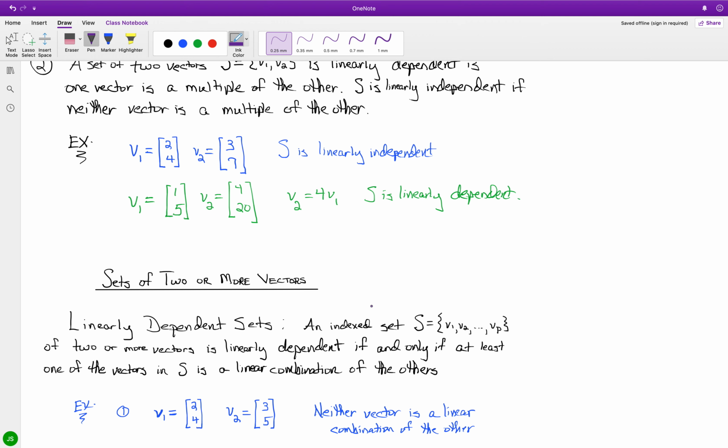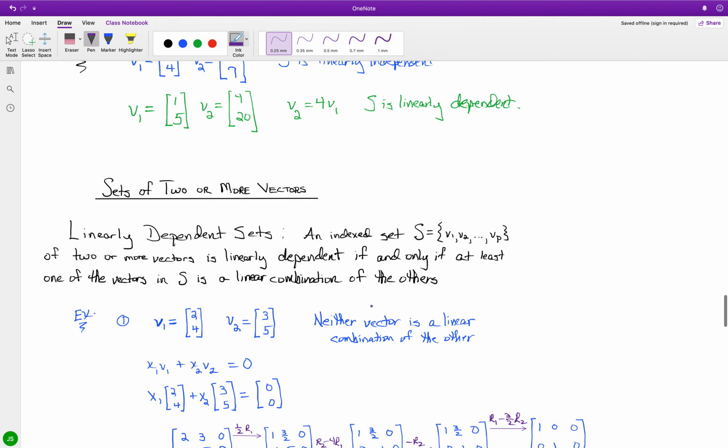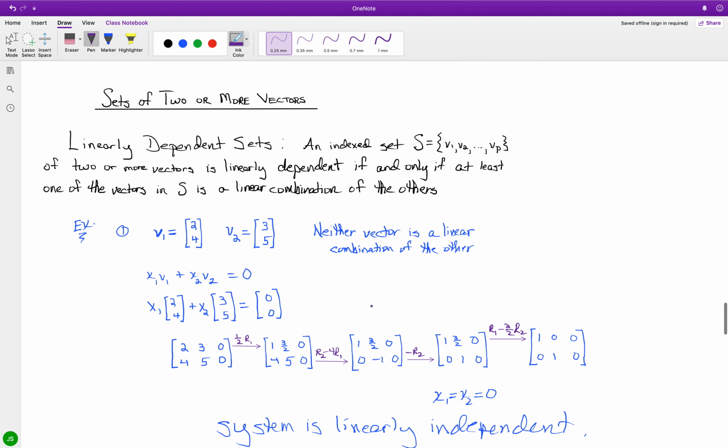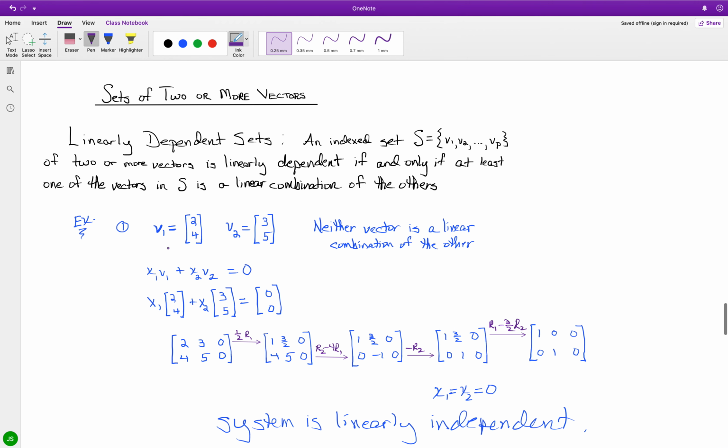Now, for what we have for two vectors and more, we have for linearly dependent sets: an indexed set S consisting of two or more vectors is linearly dependent if and only if at least one of the vectors is a linear combination of the others. Let's say the set consists of v1 and v2, where v1 is (2, 4) and v2 is (3, 5), and if I again take Ax equals 0 and put it in vector equation terms and then form an augmented matrix.